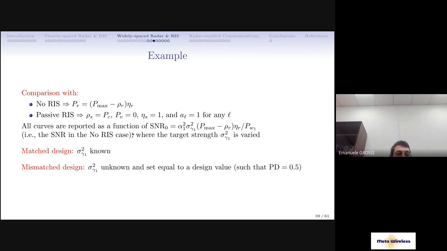We also consider two cases: a matched design where the radar cross-section of the target is known and used in the design, and a mismatched case where this radar cross-section is not known, which is the standard situation. And in this case, we set it equal to a design value, and we accept losses in case of mismatch. The design value we choose is the radar cross-section that gives us a probability of detection equal to 0.5, which is something in the middle.